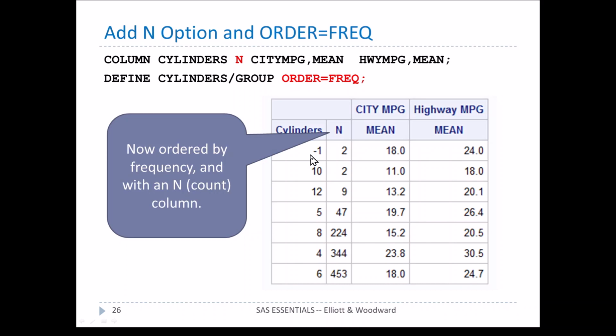There are only 2 rotary engines, but as we go forward, you see that most cars are 6-cylinder, 453 of them. So we can see that as things go forward, the mean may make a little bit more sense the more cars there are. When there's only 2 cars, you may have a lot of variability within there.